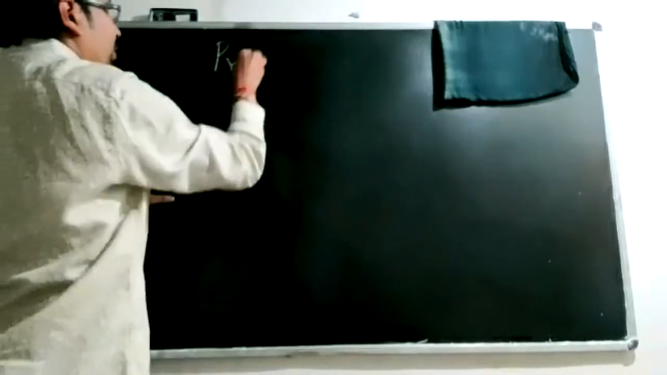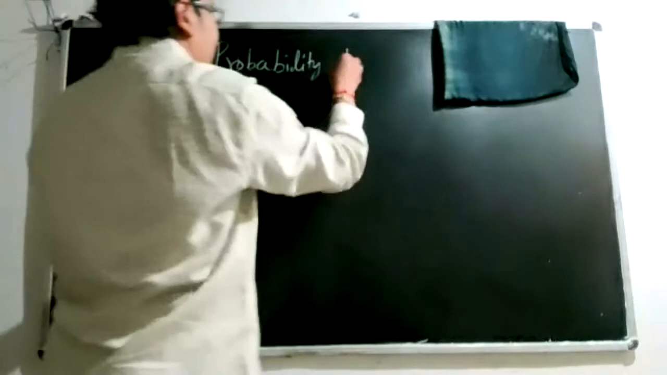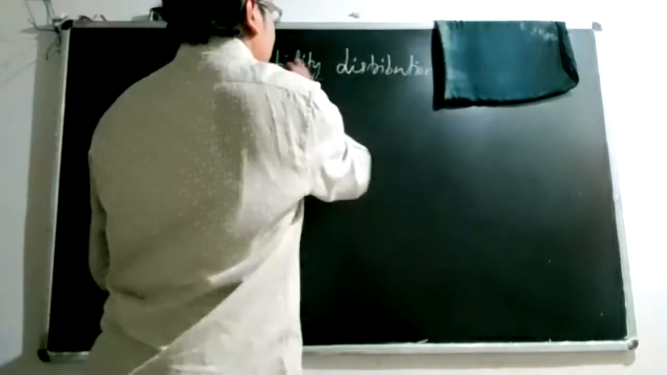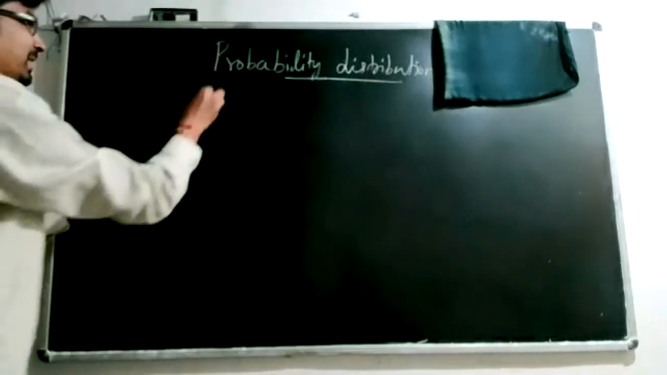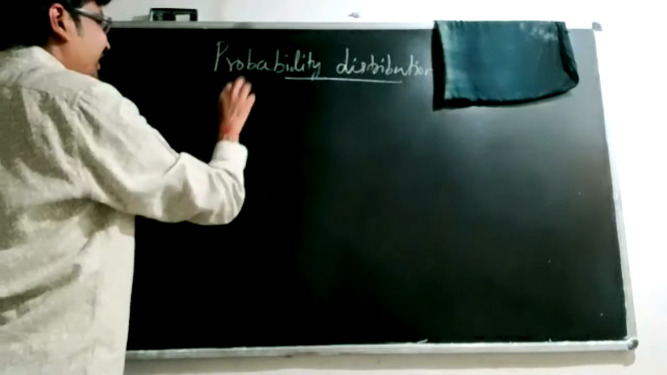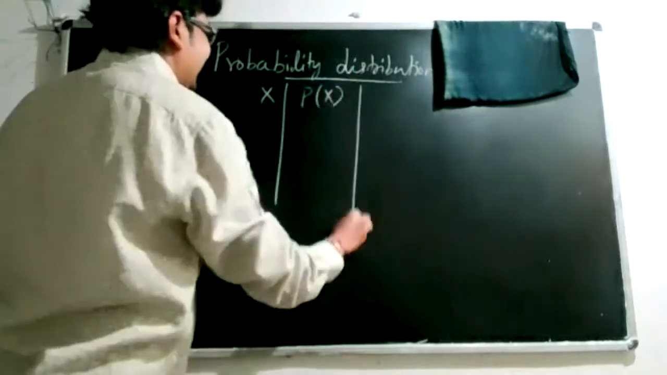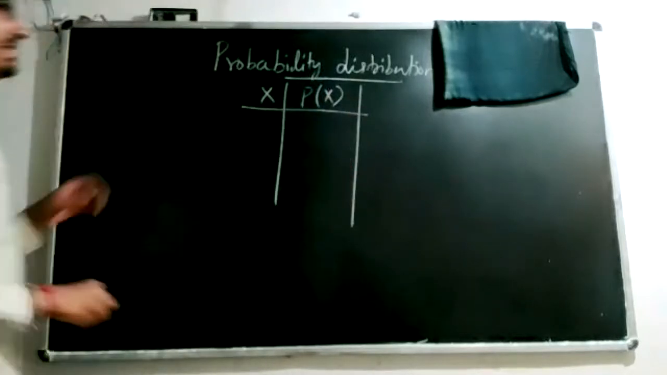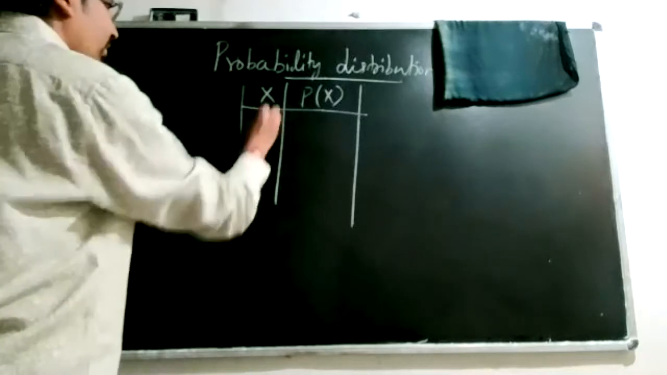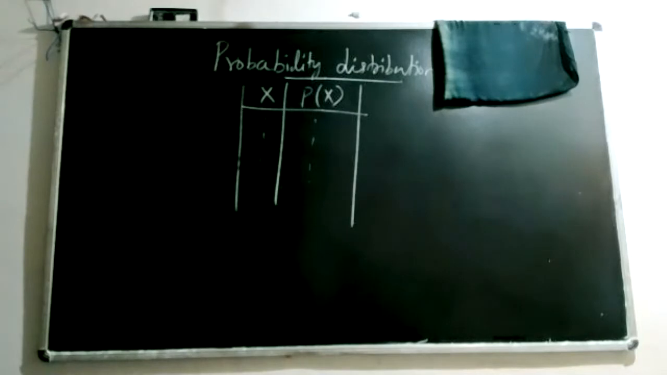We are talking about probability distributions, and we'll look into the properties as well as various standard distributions in probability. So we have a random variable x and a column of p of x given to us. Such a distribution is called a probability distribution.